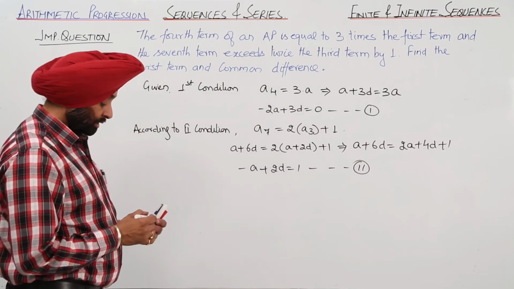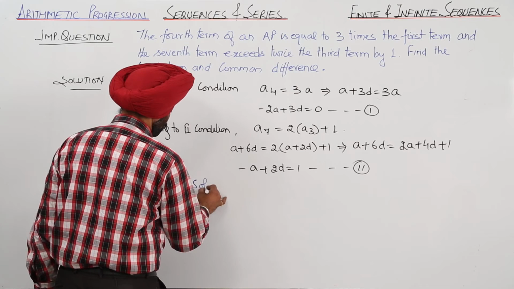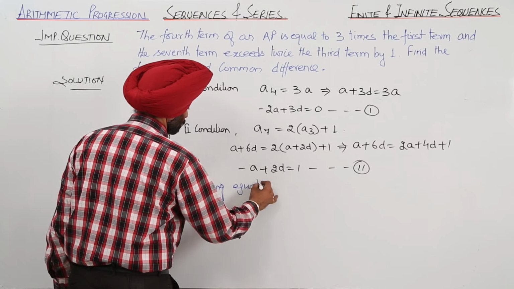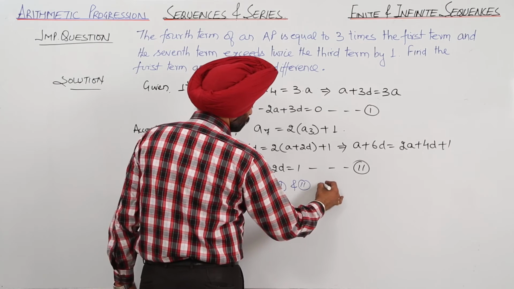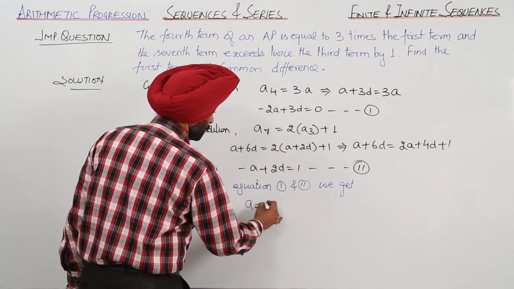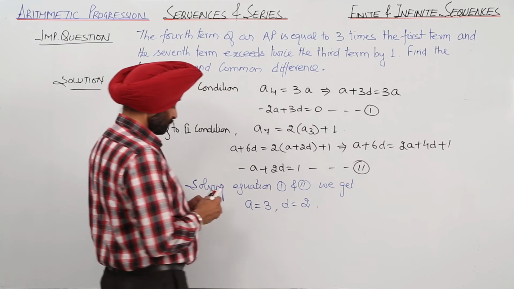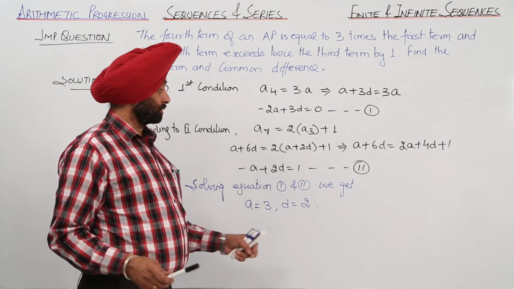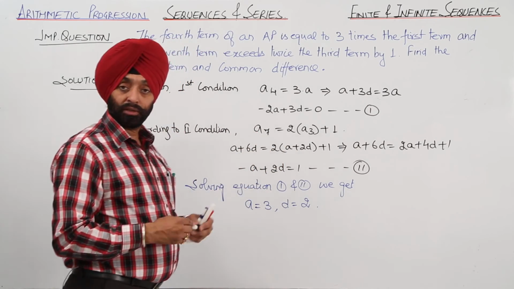Okay. So these are the two equations now. Solving equation 1 and 2, we get A is equal to 3 and D is equal to 2. Now I strongly recommend you to verify the answer. You can put A3 and A2 here, so that our left hand side and right side are equal.